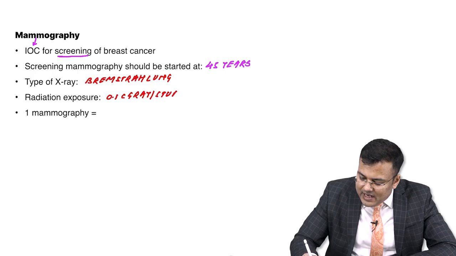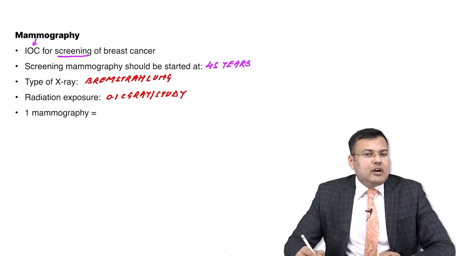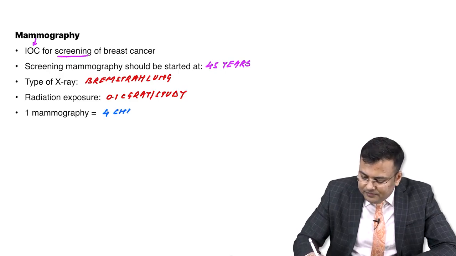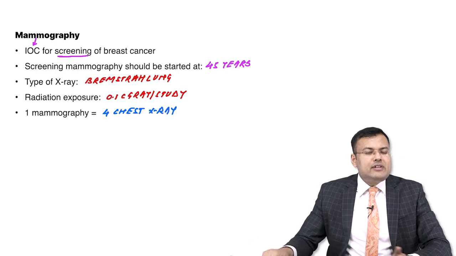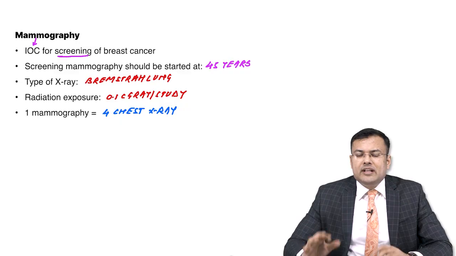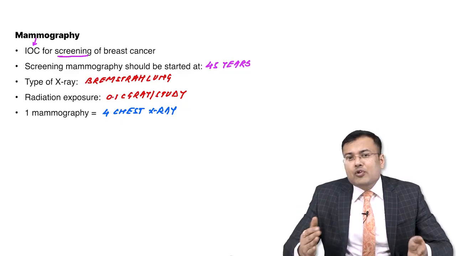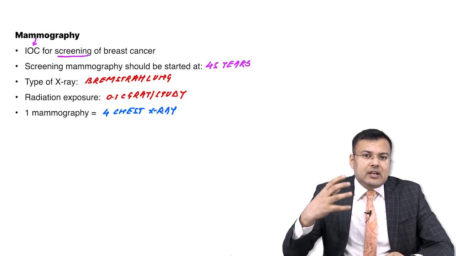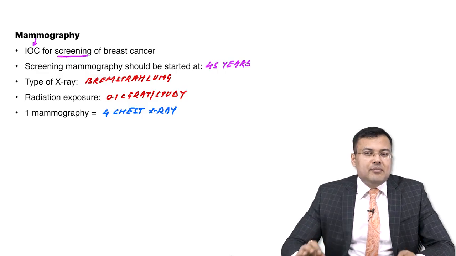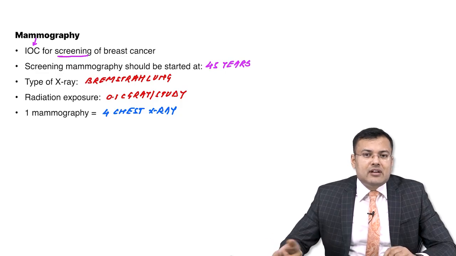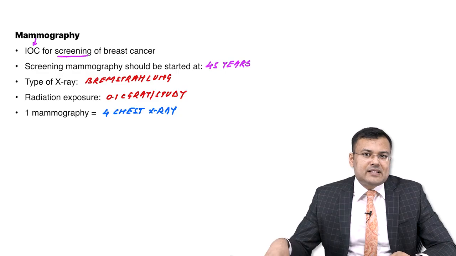In one of the latest exams, this question was asked: one mammography is equal to how many chest X-rays? One mammography is equal to 4 chest X-rays. The radiation exposure is 0.1 centigray per study, so small that mammography itself is not going to increase the risk of breast cancer. We discussed that therapeutic radiation exposure, 40 to 60 gray, high dose, is a risk. Mammography doesn't increase the risk of breast cancer.